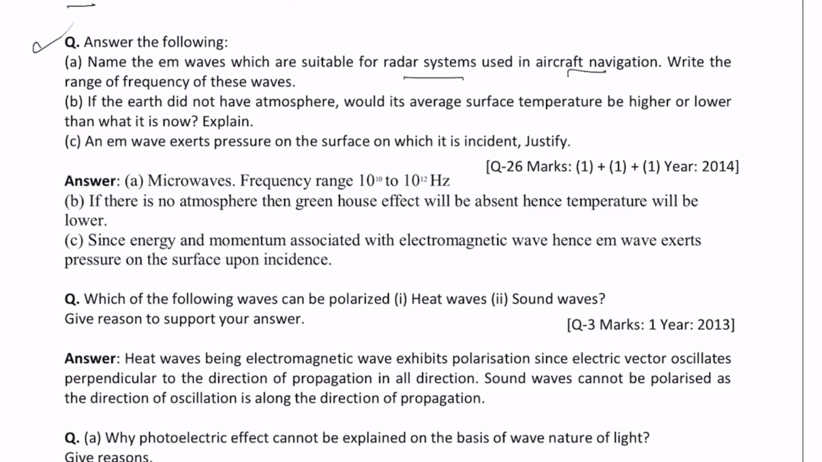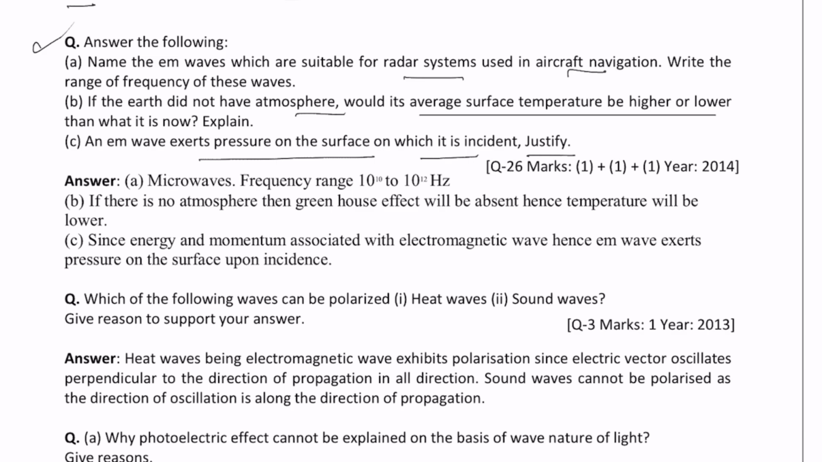Okay. Write the range of frequency of these waves. If Earth did not have an atmosphere, would its average surface temperature be higher or lower than what it is now? Okay, in the absence of atmosphere. Now the third part is: electromagnetic waves exert pressure on the surface on which they are incident.